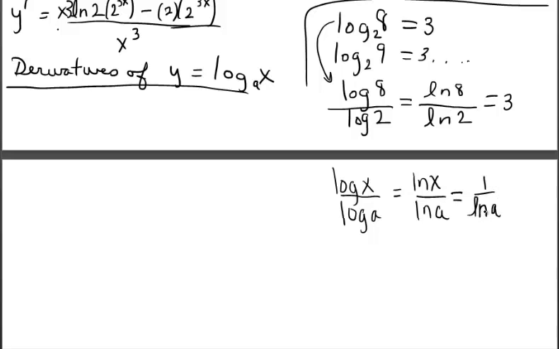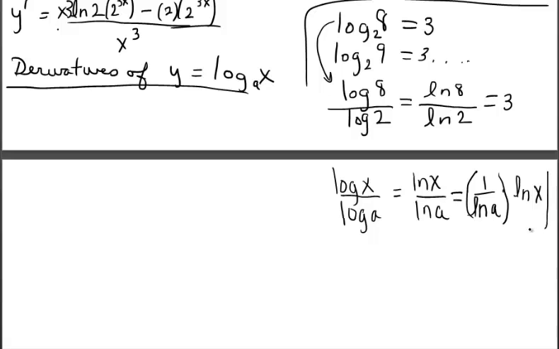So this is really 1 over natural log of a times the natural log of x. So we can just look at this as a constant multiplier, if you will. So just want you to kind of think about what we have here. What we're going to be doing is finding a derivative here. Well, if this whole equation can be rewritten like this, just think about this for a minute.